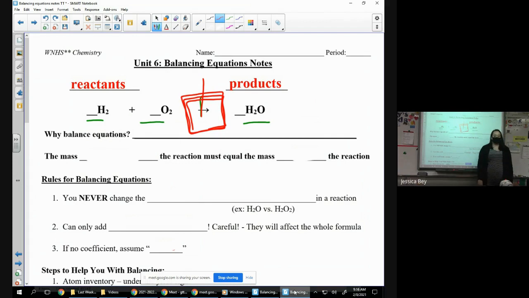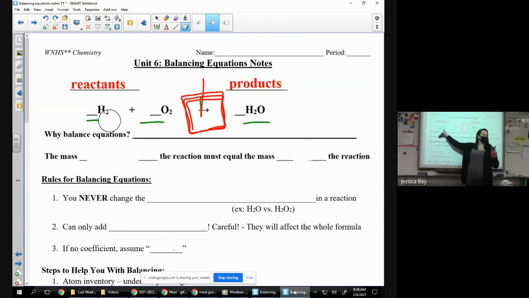But the biggest thing today is that the number of reactants you have is going to have to equal the number of products you have. So the number one question that I get a lot, and you might see it on your quiz by Friday, is why balance equations? What am I talking about? How many hydrogens am I beginning with? I'm beginning with 2. I'm ending with 2. I'm starting with 2 oxygens, but how many oxygens am I ending with? I'm only ending with 1.